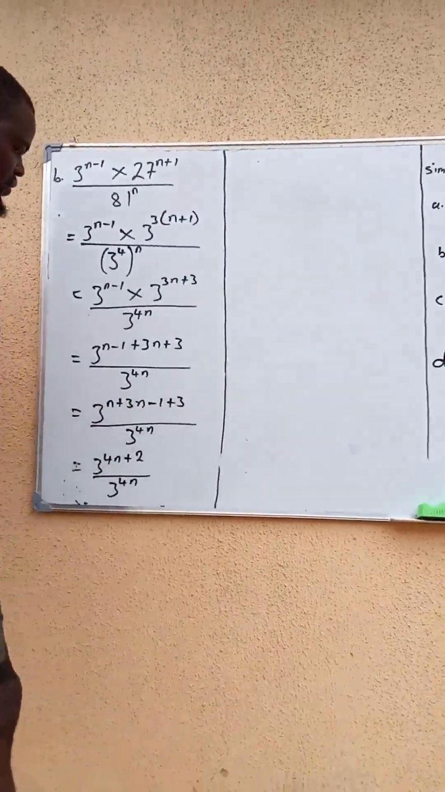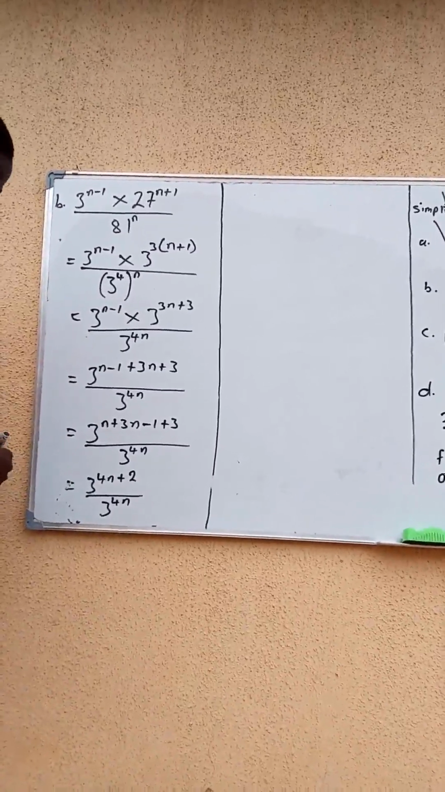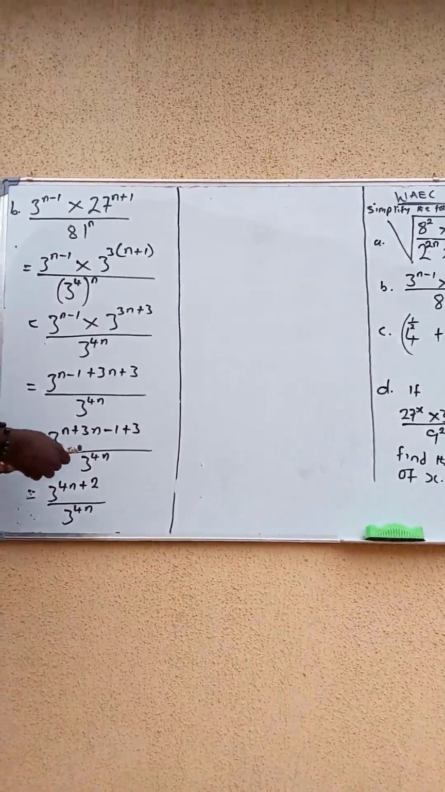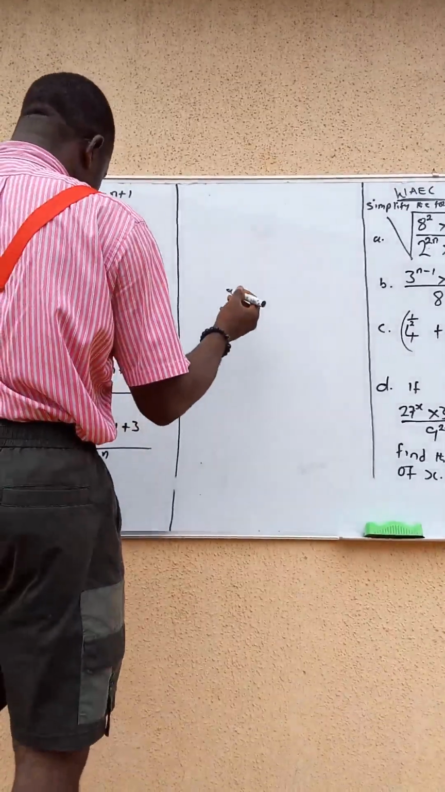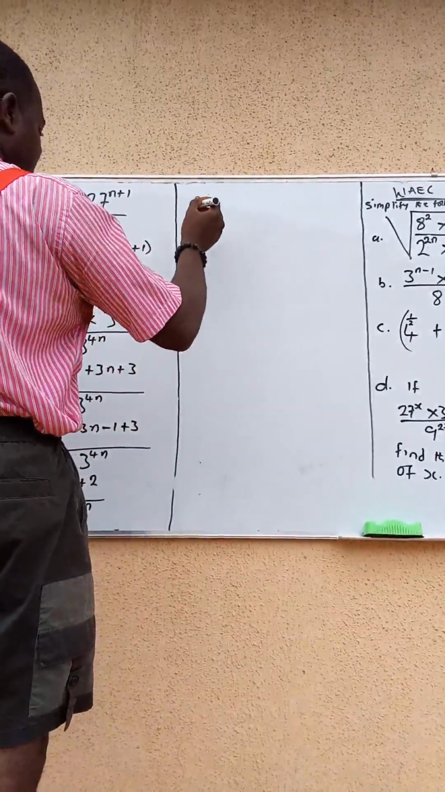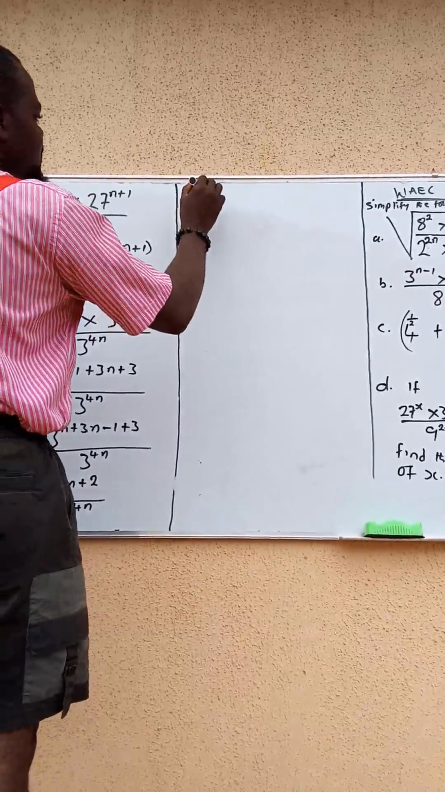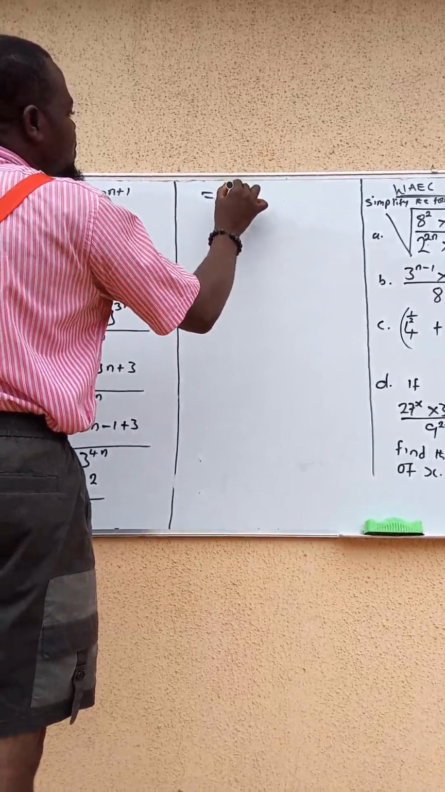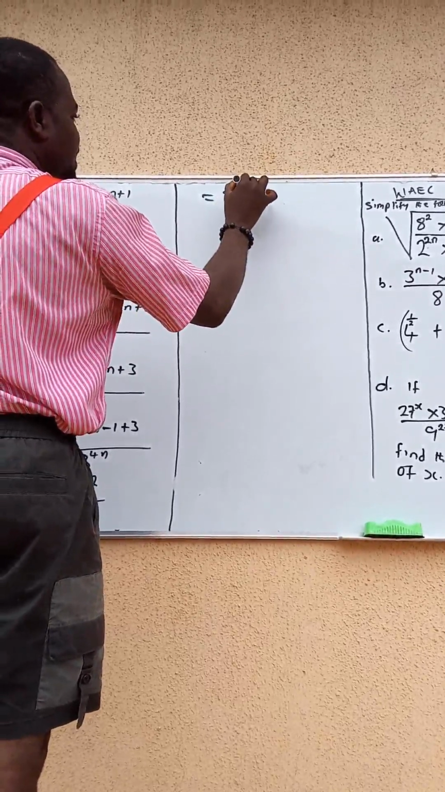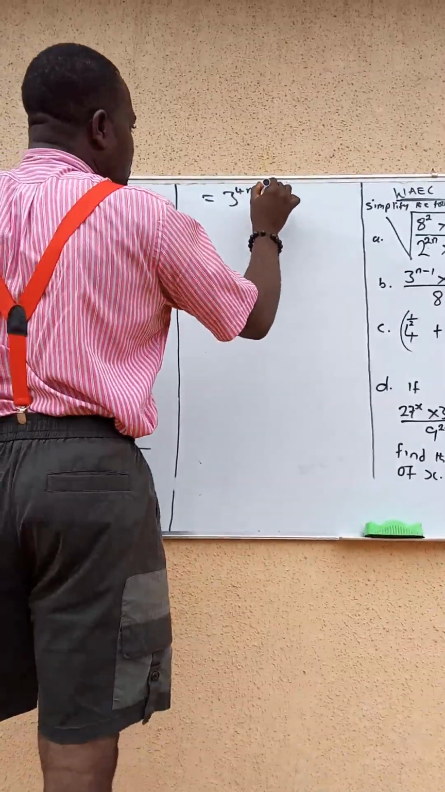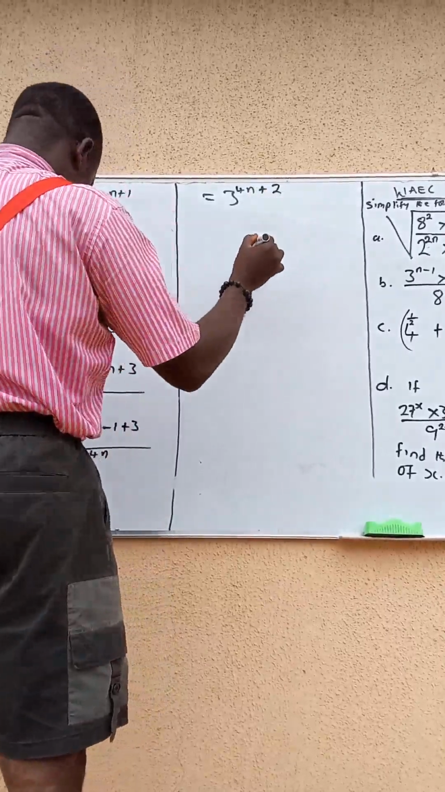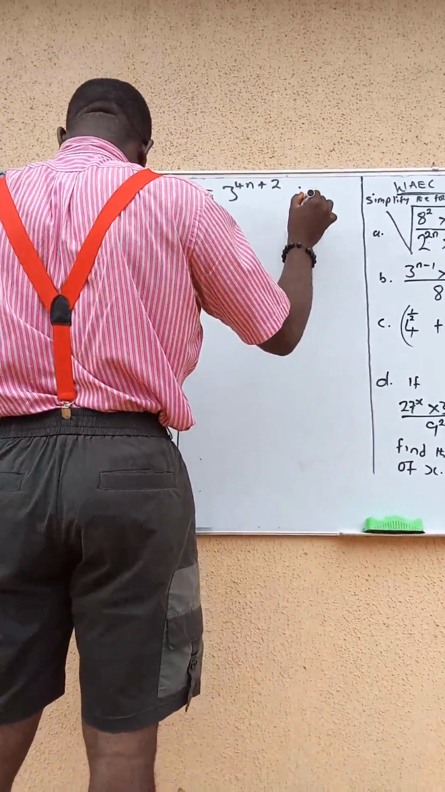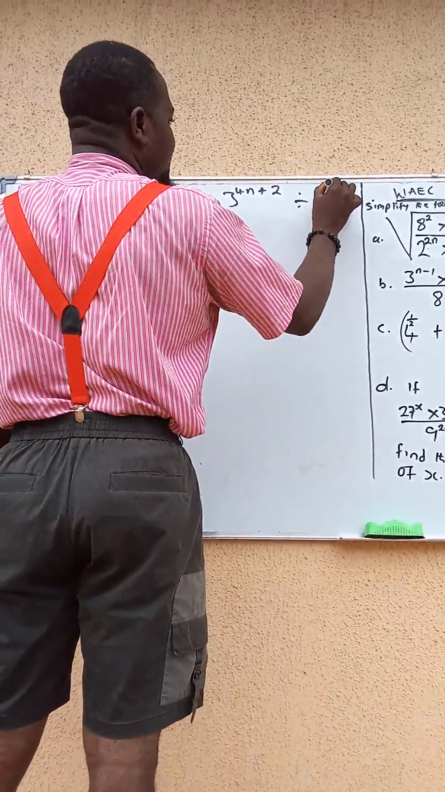Good. So if I have this, remember, if I don't want the alphabet to come first, I can bring 2, but it doesn't matter. A plus B is equal to B plus A. That is commutativity. So this is the same thing as what? 3 raised to the power of 4n plus 2. This is division. Divide by 3 raised to the power of 4n.